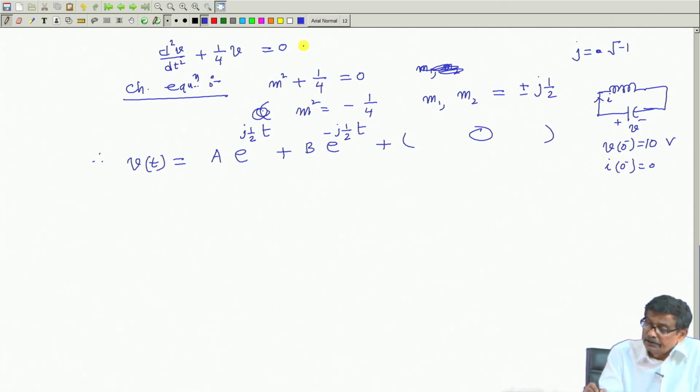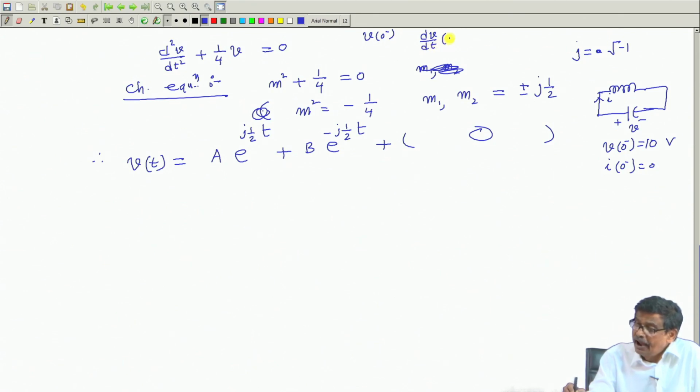But you see, it is a second order differential equation. How many boundary conditions will I demand? I will demand that you give me the value of V(0-), that is there, and also the value of dV/dt at 0-, and these are nothing but I will demand V(0) and dV/dt(0). You have understood this point, hopefully.